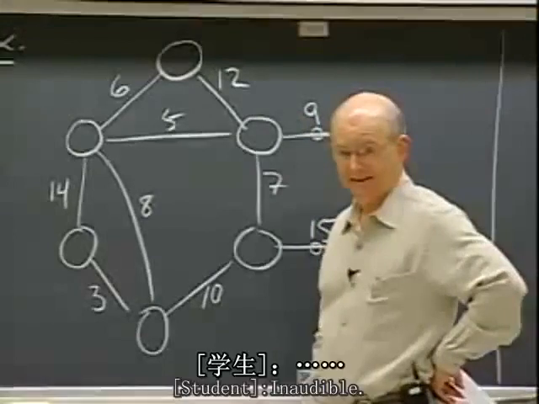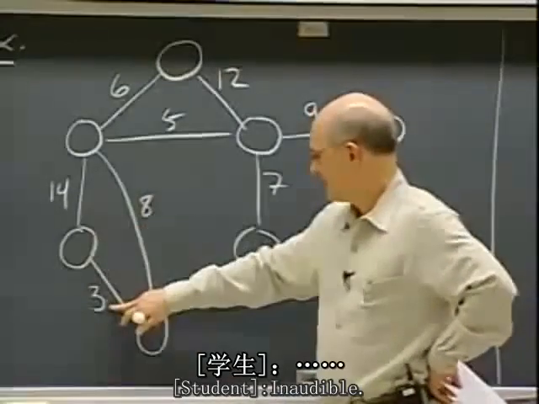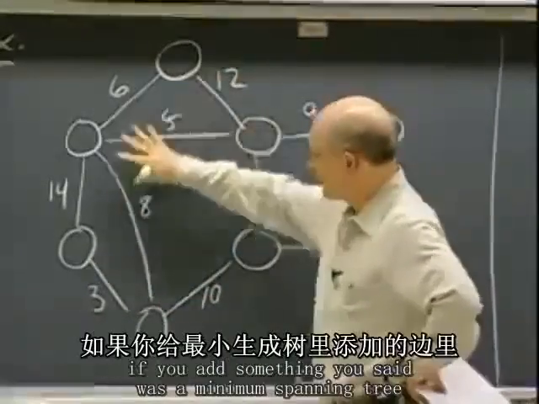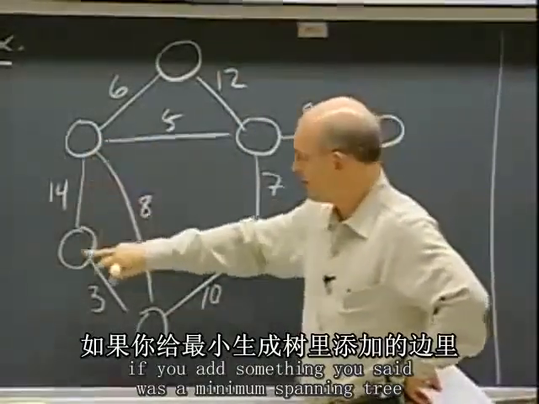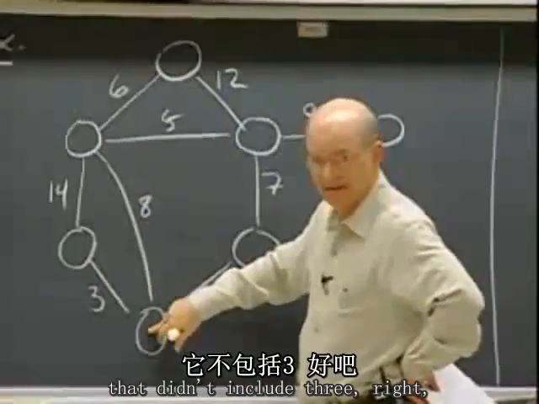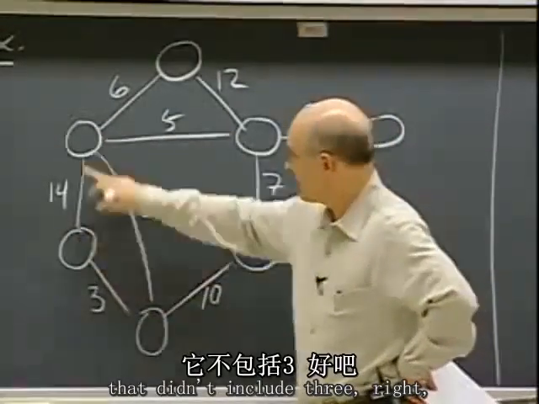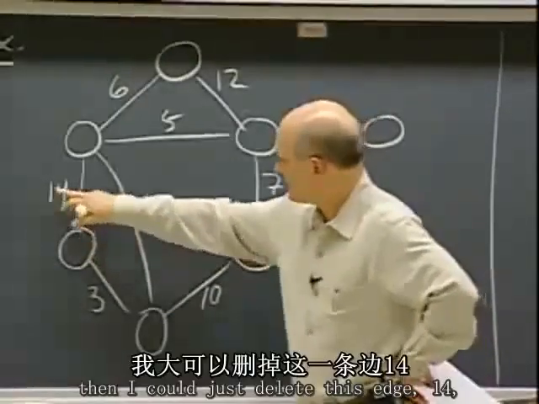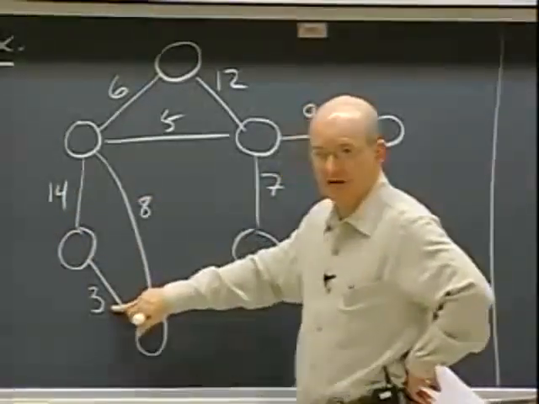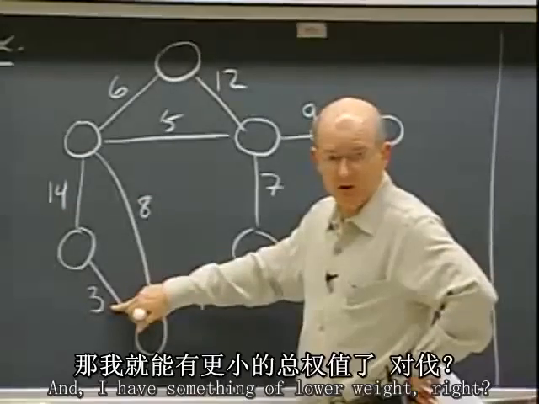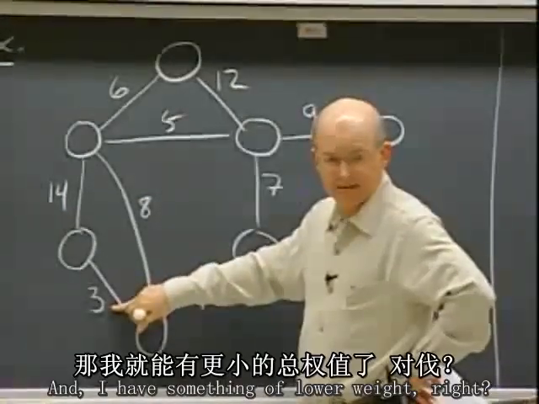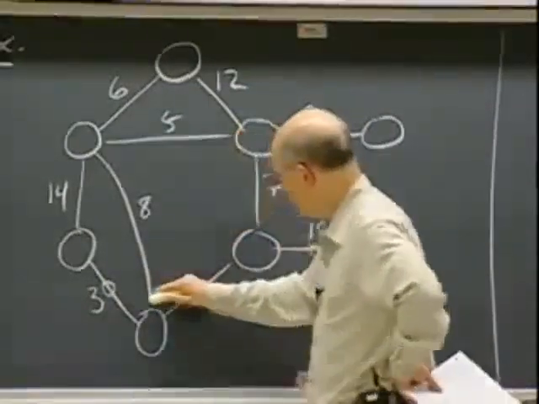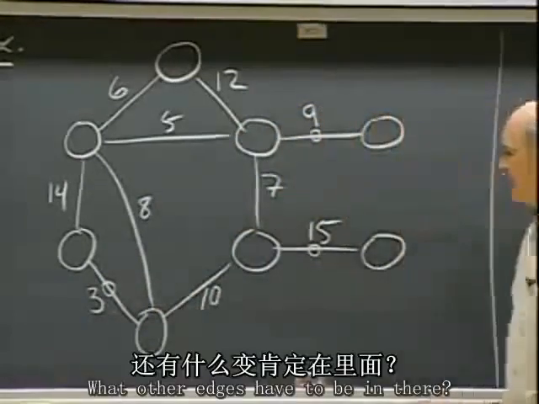Yeah. The node's only reachable by 2 edges, and that's the minimum of the 2. Which means that if you had something you said was a minimum spanning tree that didn't include 3, and therefore it had to include 14, then I could just delete this edge 14 and put in edge 3, and I have something of lower weight, right? So 3 has to be in there. What other edges have to be in there?